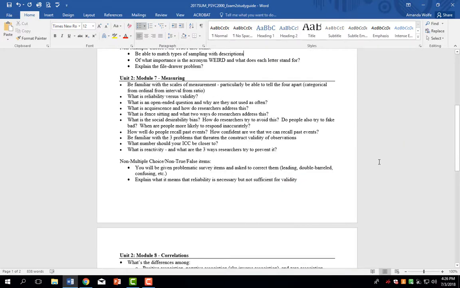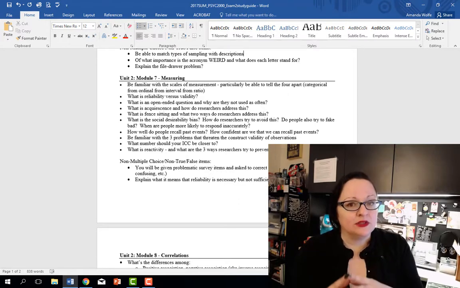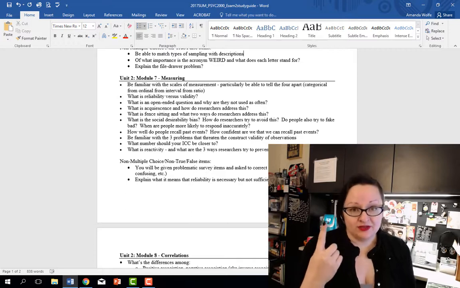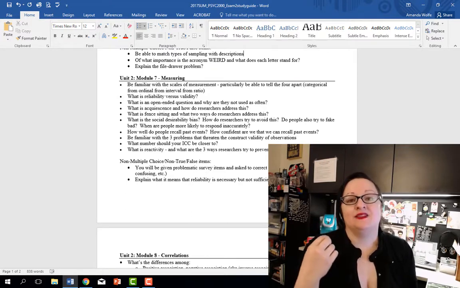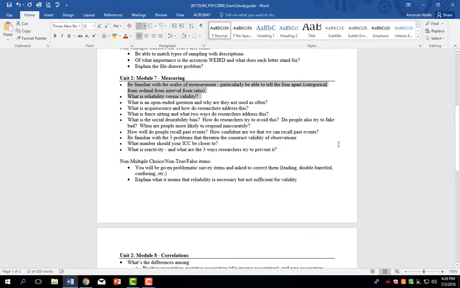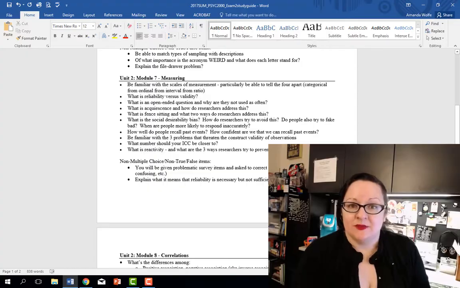The next module, Module 7, is on measurements. I find that students tend to do a little bit worse on the measurements part. Particularly, can you tell the scales of measurement apart, and then differentiating between reliability and validity. So the first two items, the scales of measurement and reliability versus validity, are the ones that I find that students struggle with. The rest of them, from what is an open-ended question down to reactivity, I find that students do fairly well on. So let's talk briefly about scales of measurement.